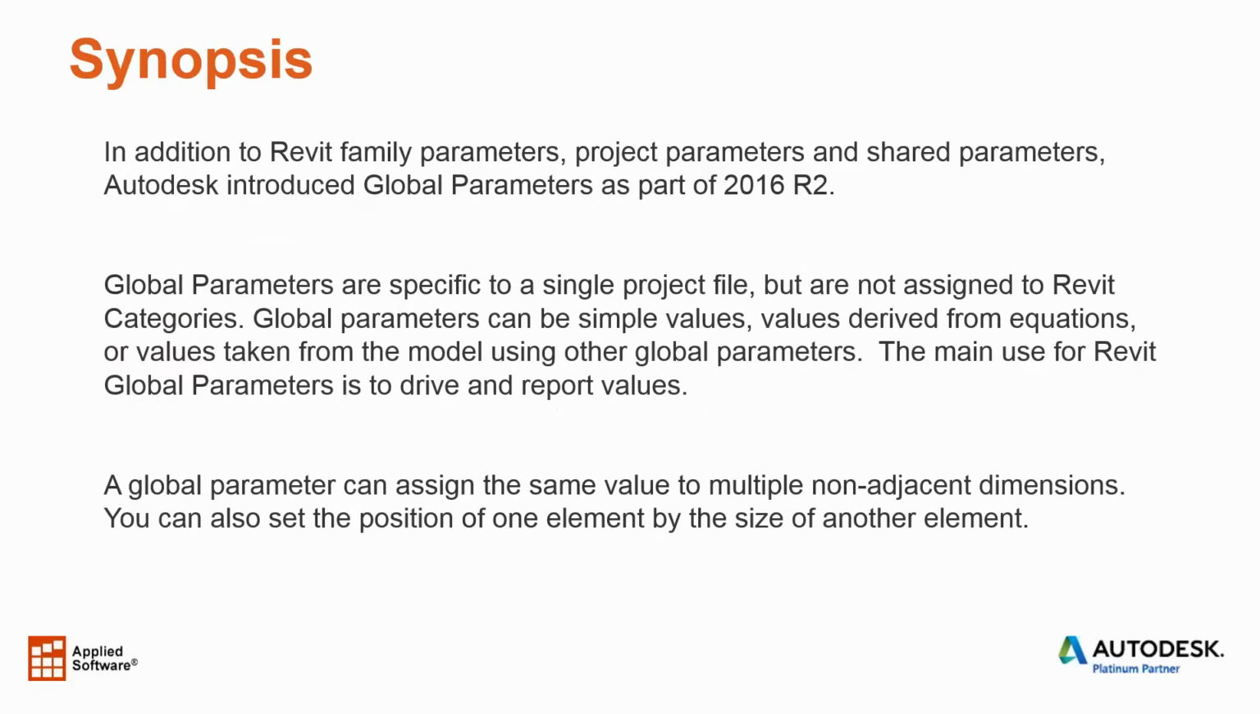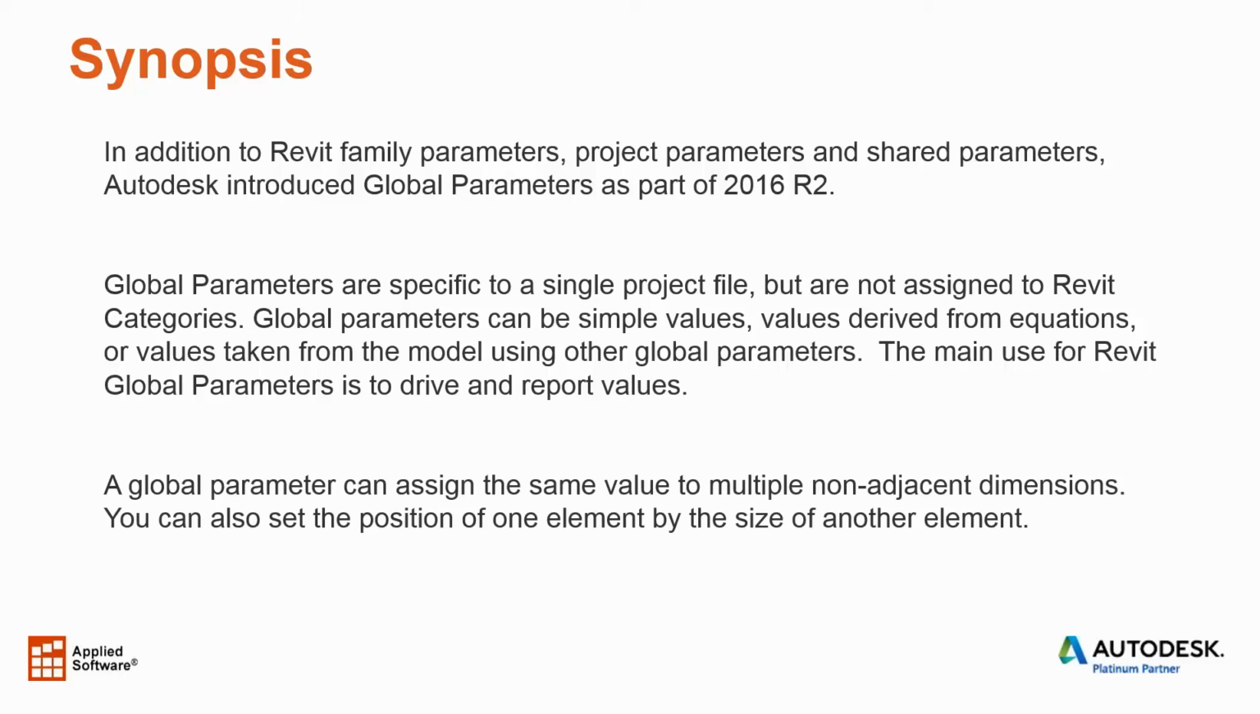So today's topic is about Revit global parameters. As you know, Autodesk has introduced the 2016 version of Revit R2 recently, in the past few weeks, and this is the only way for you to get global parameters, and it's available for subscription customers. So global parameters are specific to a single project file but not assigned to a Revit category.